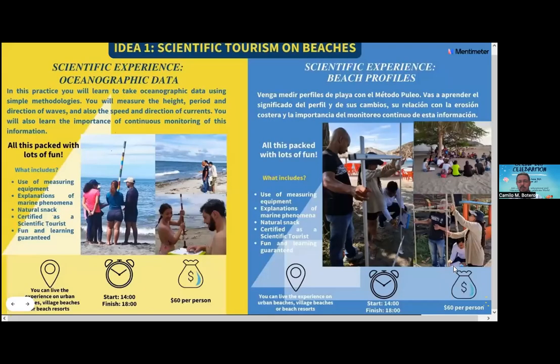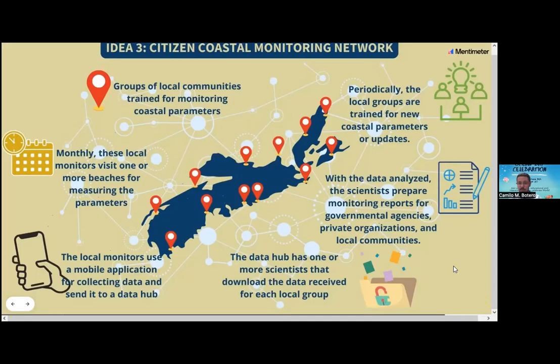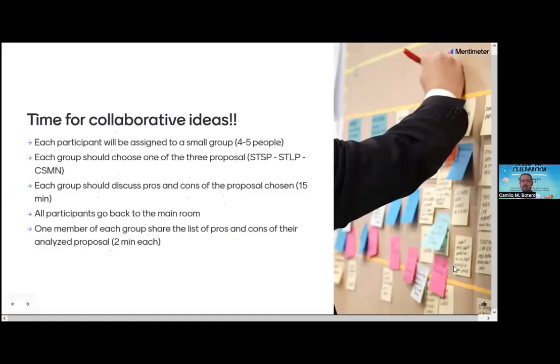I'll just go back briefly, and then we will start speaking. First idea, scientific tourism on beaches, especially in urban beaches, one day activity, half day activity for tourists. Second idea about scientific beach trip, 5 days activity as a tour. And third idea, citizen coastal monitoring network with the different local communities here in Nova Scotia. Then it's time for collaborative ideas.